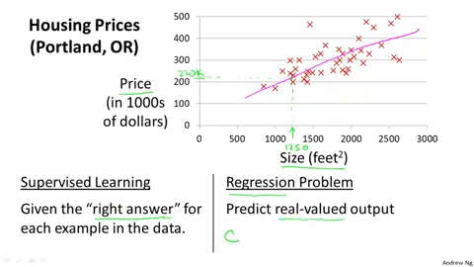And just to remind you, the other most common type of supervised learning problem is called a classification problem, where we predict discrete-valued outputs, such as if we are looking at cancer tumors and trying to decide if a tumor is malignant or benign. So there's a 0-1 valued discrete output.